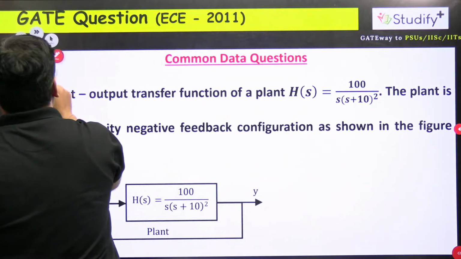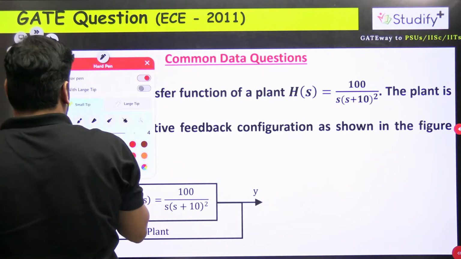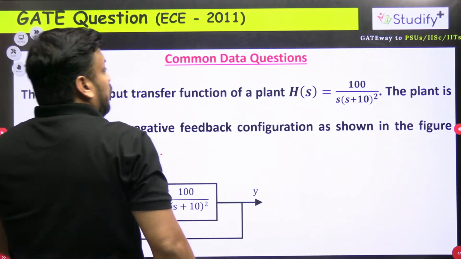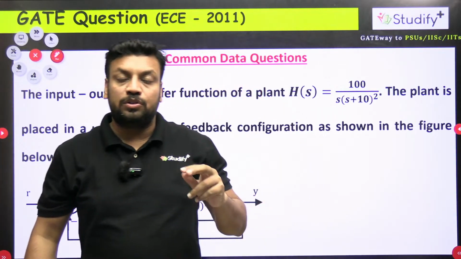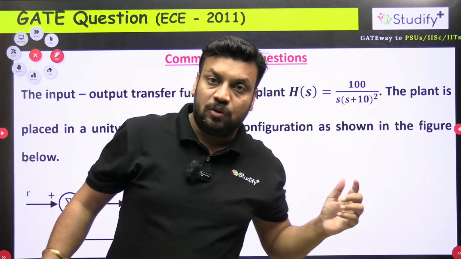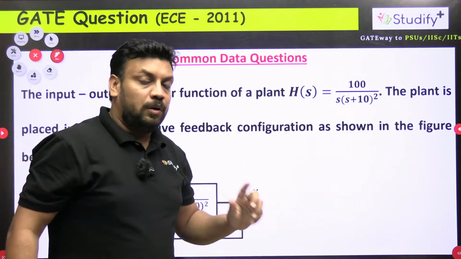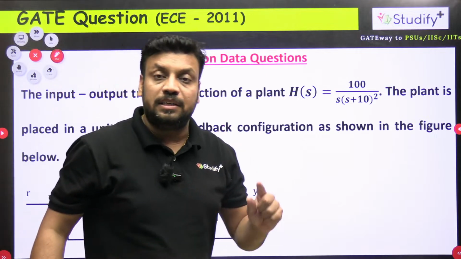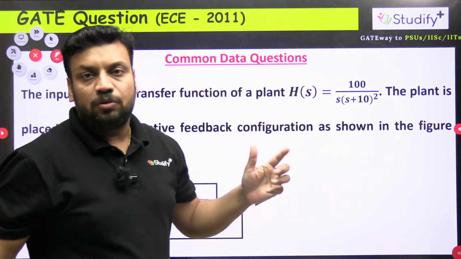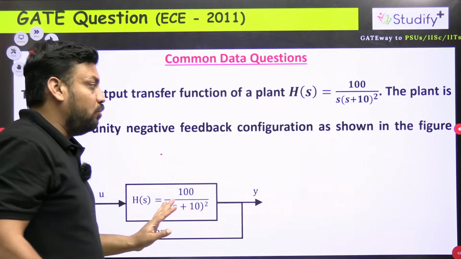This is a common data question, which means two multiple concepts are involved here, guys. Two questions will come in the next upcoming slides. Here the common theory is provided to us. Now the first question is based on the SFG, signal flow graph method, which we already saw in chapter number 1, and the next question depends on the gain margin, which is the topic running right now.